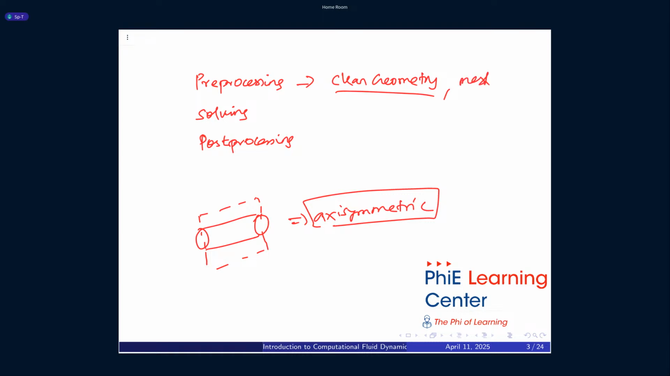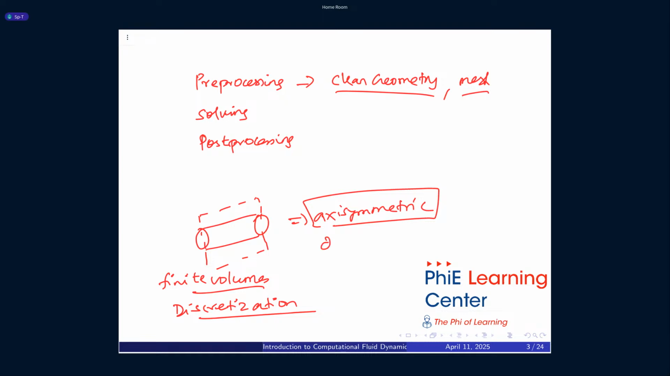Meshing is basically when you take the entire geometry and divide it into finite volumes. So when I say finite volumes, we typically mean discretization. What is discretization? You have a PDE, and if you convert that into an algebraic equation, that is called discretization. So let's take a simple equation.